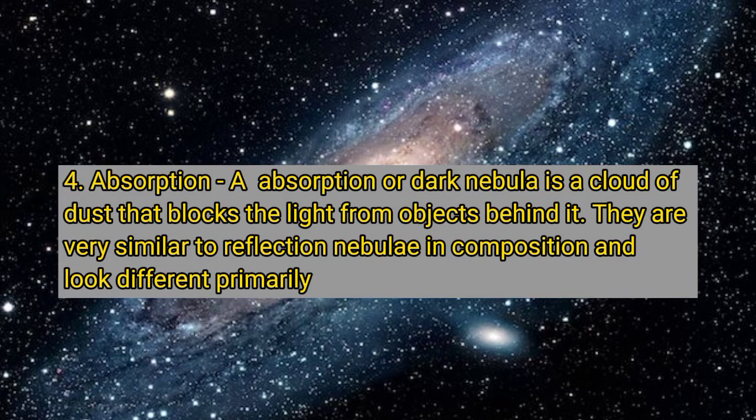The last one is absorption. An absorption or dark nebula is a cloud of dust that blocks the light from objects behind it. They are very similar to reflection nebula in composition and look different primarily because of the placement of the light source. Dark nebula are usually seen together with emission and reflection nebula. The Horsehead Nebula in Orion is probably the most famous example of a dark nebula. It is a dark region of dust in the shape of a horsehead that blocks the light from a much larger emission nebula behind it.